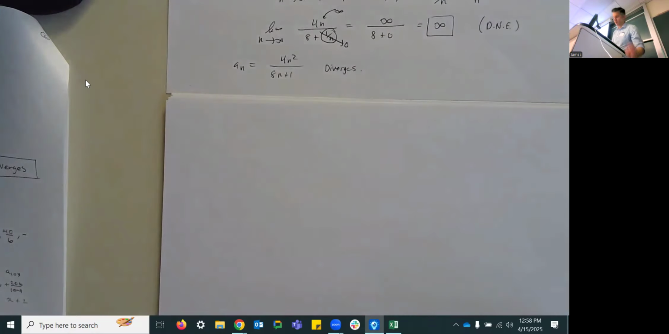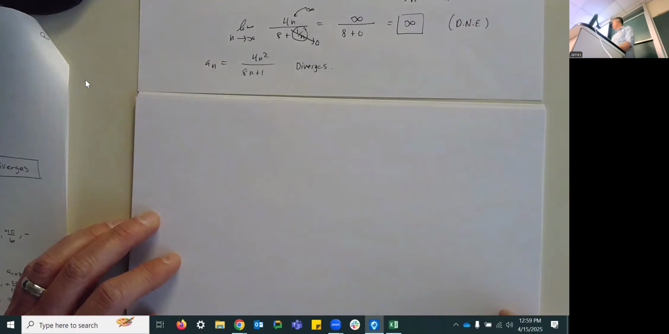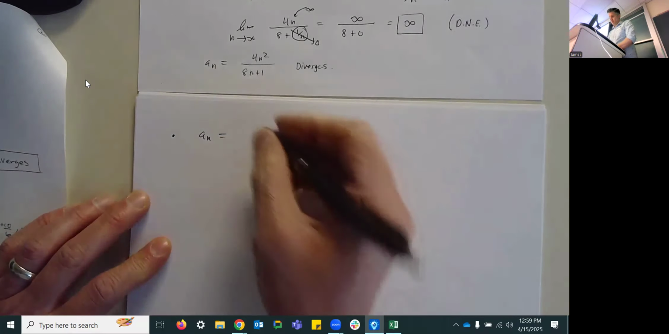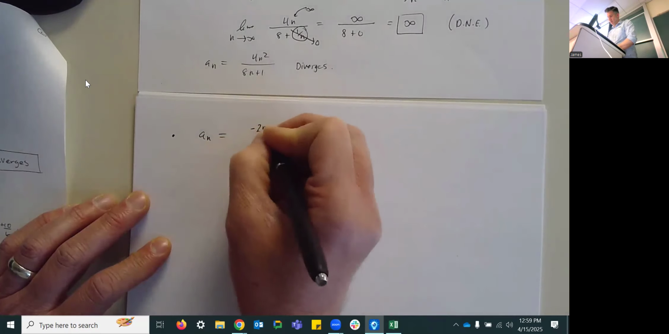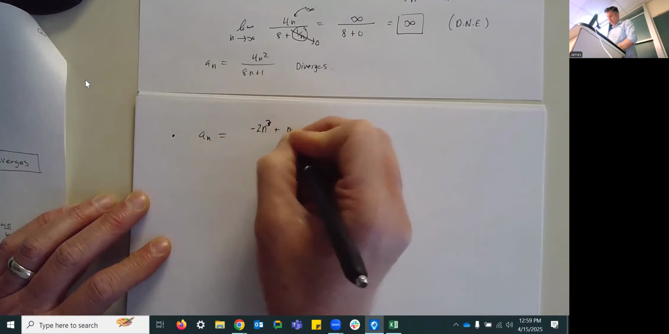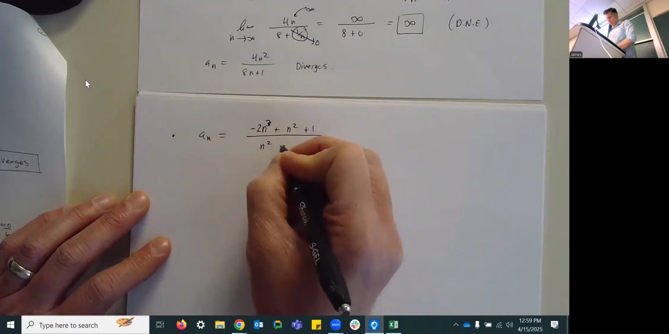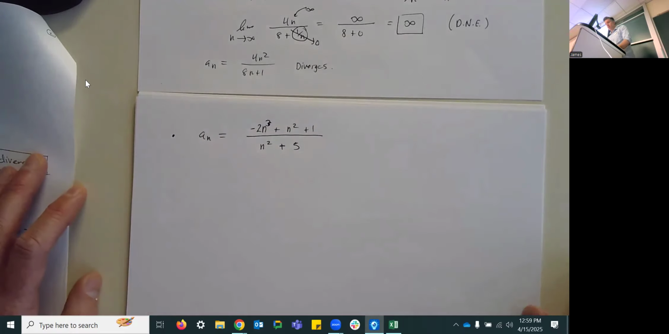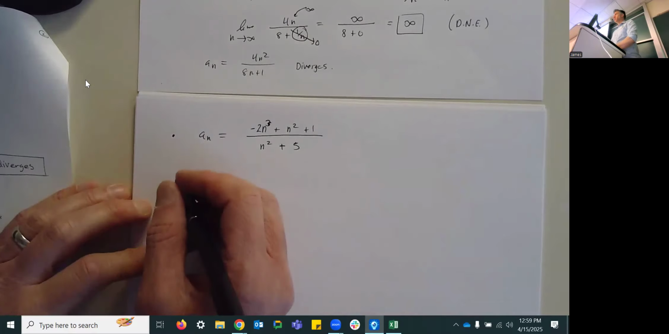So you might wonder why not just divide by n squared there instead of 1. Well, let me show you one more example. Let's say we had a sub n equal to negative 2n cubed plus n squared plus 1 divided by n squared plus 5. I'm not going to write the first few terms because they're going to be kind of annoying. If you divided everything by n cubed here, it's going to be really hard to tell exactly what's happening. Let's not do it the wrong way first.